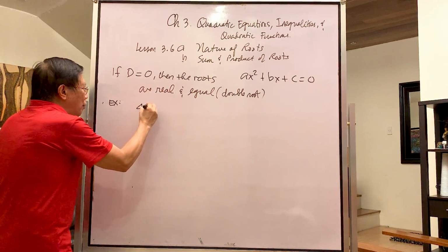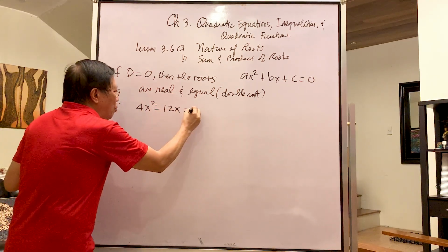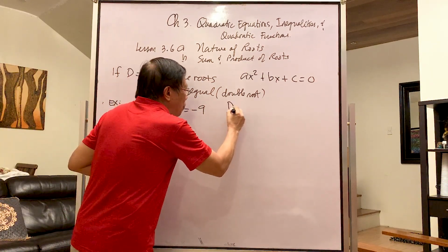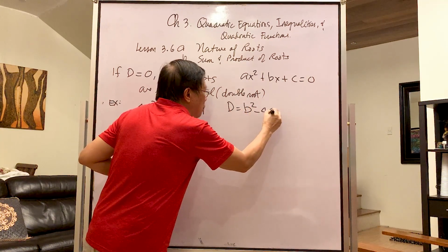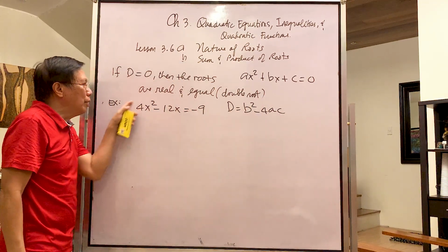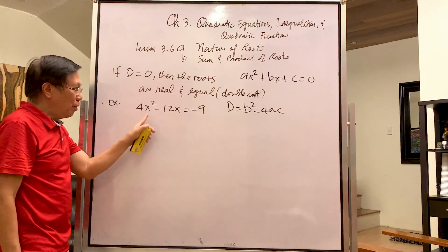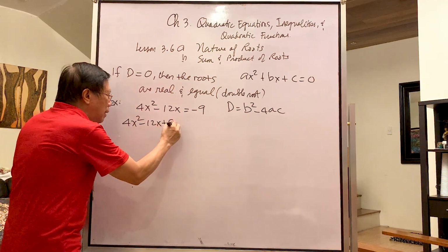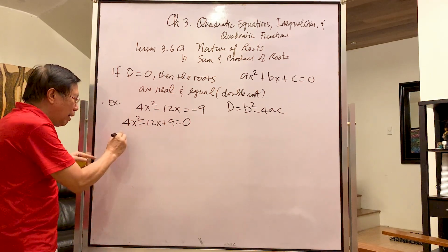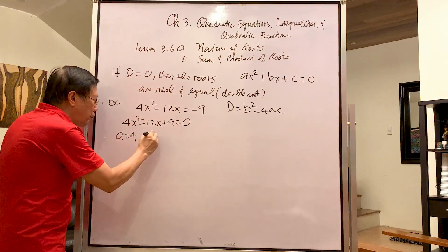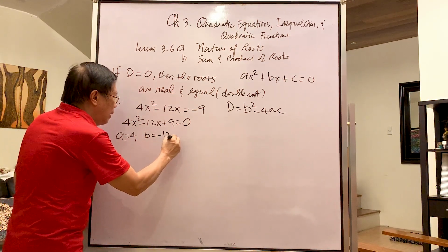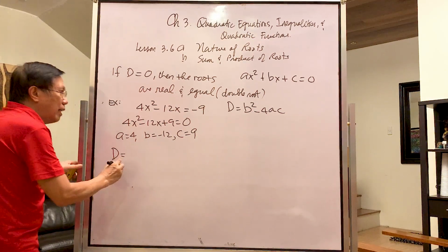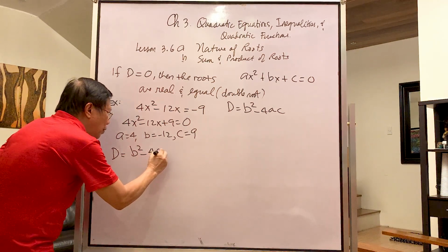Illustrating this, we have this example. Suppose I have here 4x squared minus 12x equals negative 9. For us to use this formula, D equals b squared minus 4ac, our equation should be written in its standard form. Okay, so let's have this in its standard form. We get 4x squared minus 12x plus 9 equals 0. From here, I can identify my a, which is 4, b, which is negative 12, and c is equal to 9.